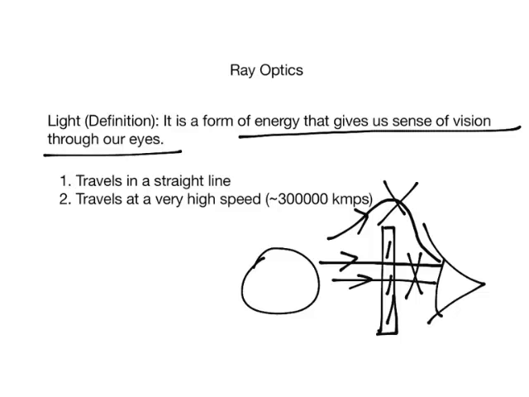Also, light travels at a very high speed of around 3 lakh kilometers per second. It's the fastest known speed in this world. Nothing is known to have a speed greater than light.